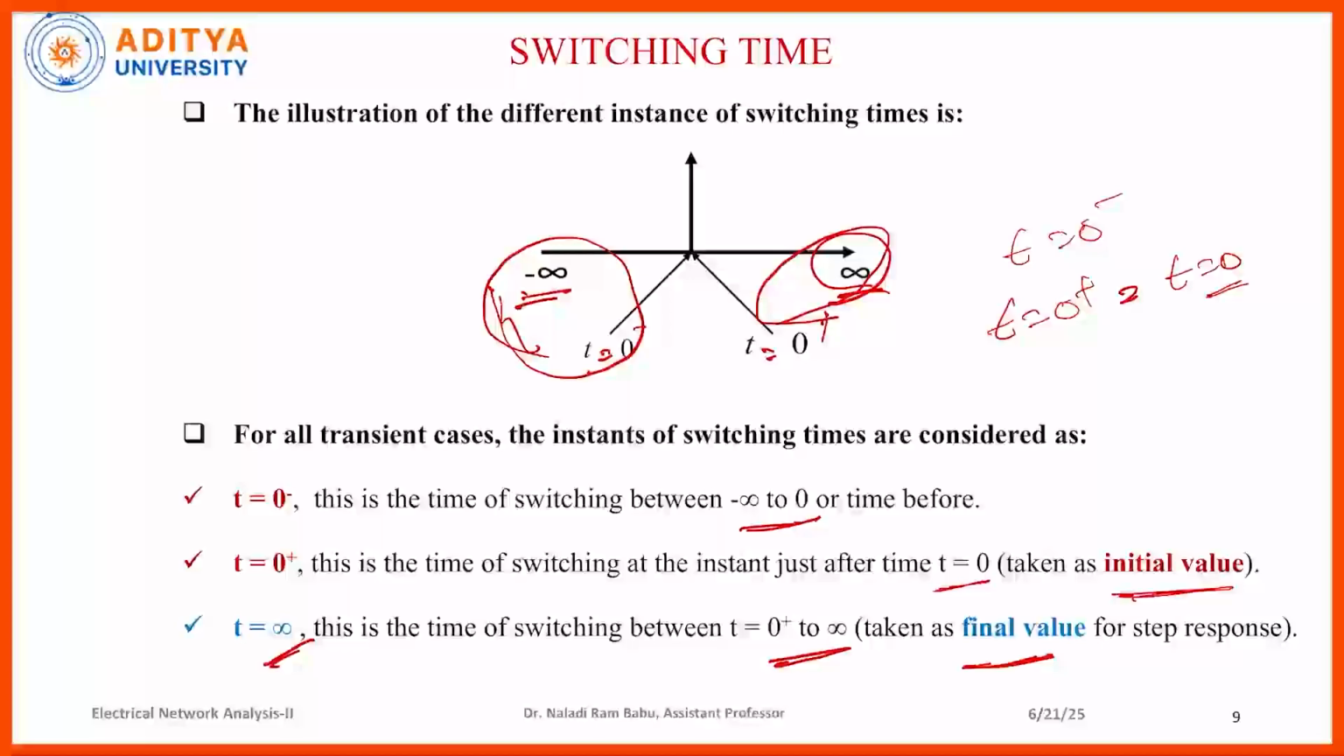Here, a total of 3 cases will be there. 0 minus means minus infinity to 0. t equal to 0 plus means t equal to 0, and this case is known as initial value. And t equal to infinity means the values range from 0 plus to infinity, and this is known as final value.